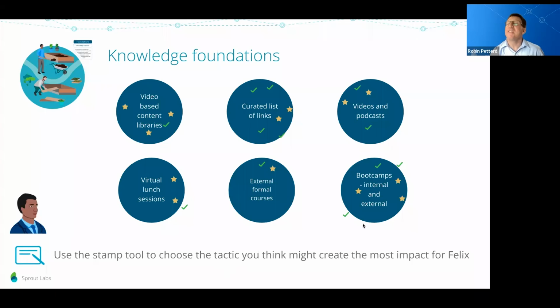I think we've got enough of an indication. So essentially we've got two sorts of strategies, or three actually. The video-based courses, the curated list of links, and then the boot camps, internal and external as well. Maybe the videos and podcasts, which could go a little bit across that curated list of things as well. Not many people chose the external formal courses, which is an interesting one as well.